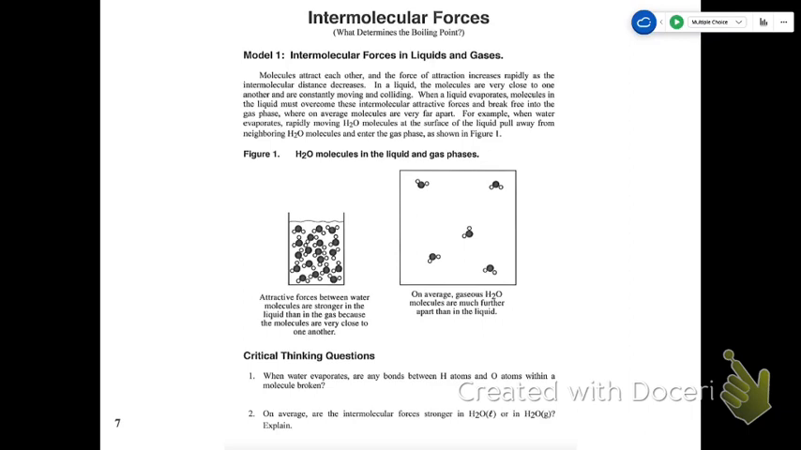So go ahead and pull out packet 27, which is the one I handed out today. The first page is what we've already talked about. Please do go ahead and read through that.